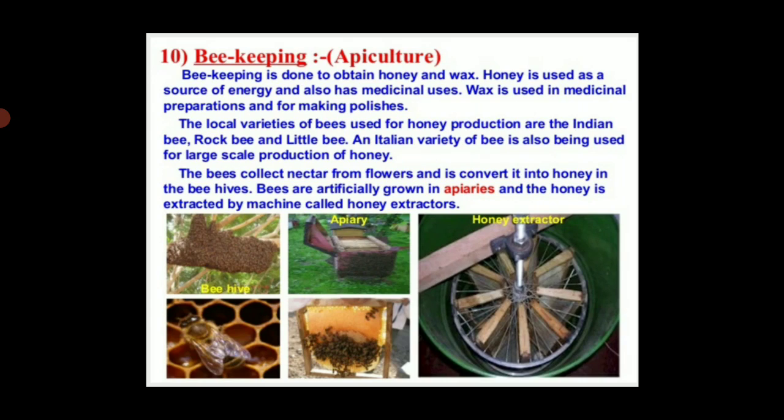The local varieties of bees used for honey production are the Indian bee, rock bee, and little bee. An Italian variety of bee is also being used for large scale production of honey. The bees collect nectar from the flowers, which is converted into honey in the beehives. Bees are artificially grown in apiaries and the honey is extracted by a machine called a honey extractor. So this completes the chapter.